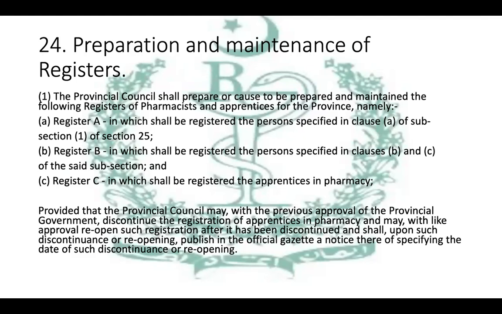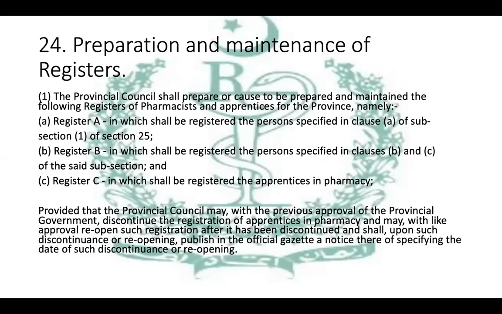So, the Provincial Council shall prepare or cause to be prepared and maintain the following register of pharmacists and apprentices for the province. Namely, one is Register A, in which shall be registered the persons specified in class A of subsection 1 of section 25. Then there is Register B, in which shall be registered the persons specified in class B and C of the said subsection.